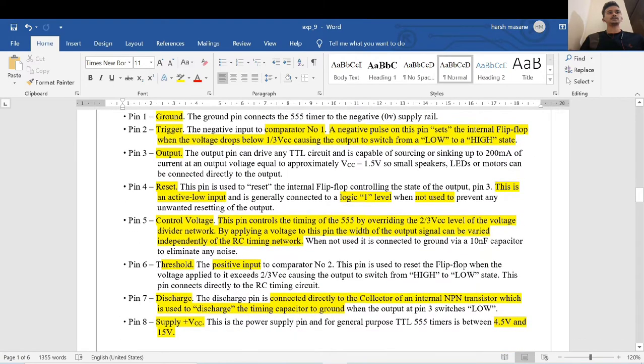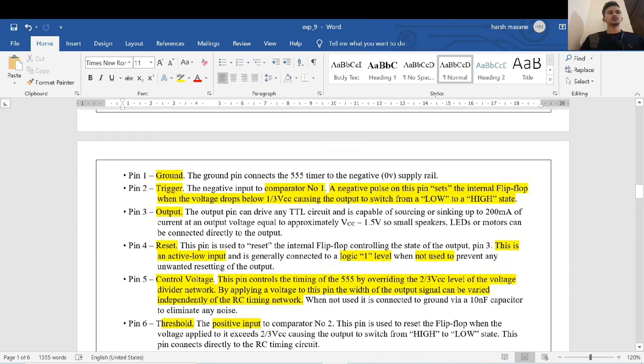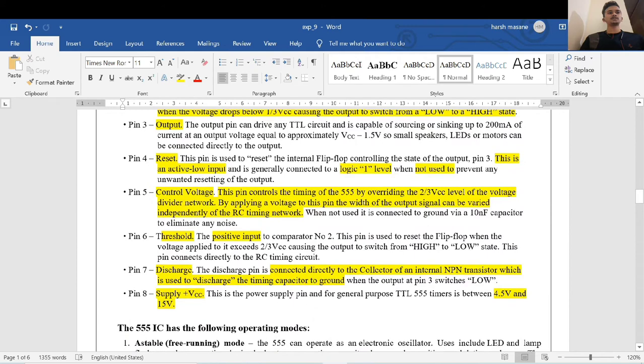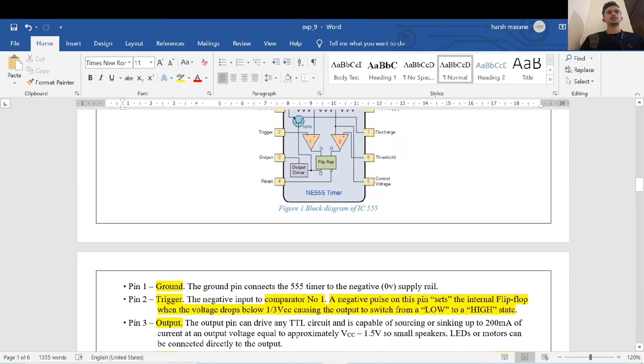Then fourth pin is the reset. So this reset flip-flop is an active low input, generally connected to logic 1 when it is not used. So the fifth one is the control voltage. This pin controls the timing of the 555 by overriding the 2/3 VCC level of the voltage divider circuit. By applying a voltage to this pin, the width of the output signal can be varied independently with the help of the RC network timing.